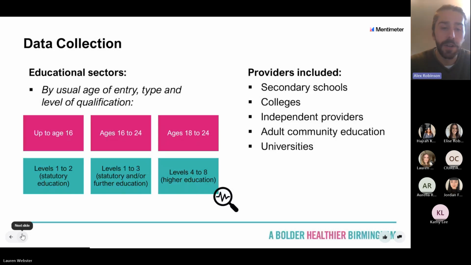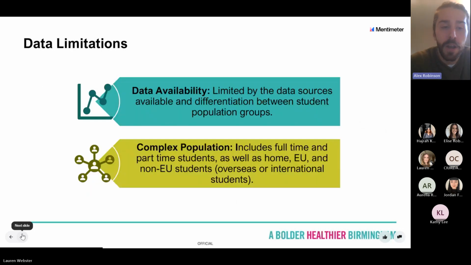The profiles include anyone in these broad categories, and the profile will also explore the experiences of international students within higher education. The student population is very diverse, and where possible, the profile is also going to consider the intersectionality of being a student with things like gender, ethnicity, disability, and sexual orientation. There are some limitations with the data though, and we'll talk about this now.